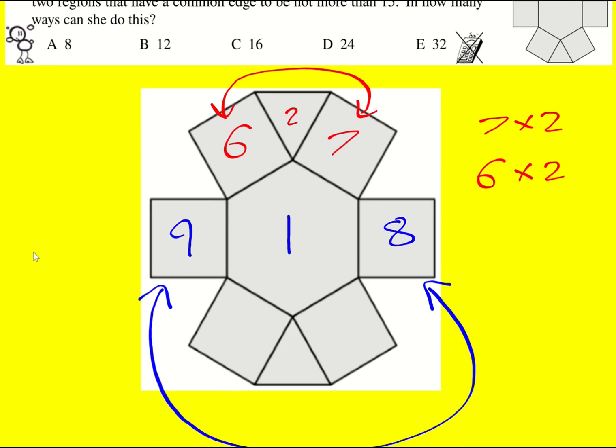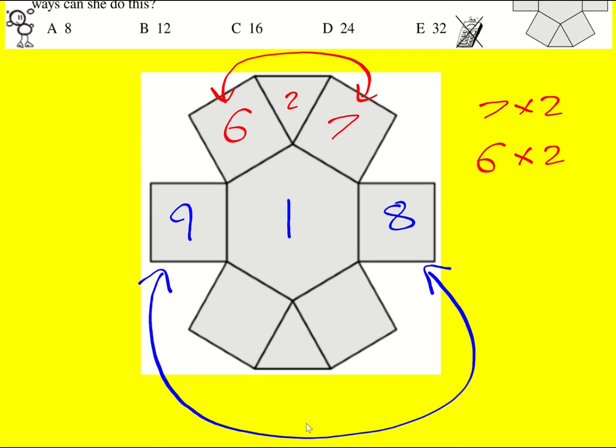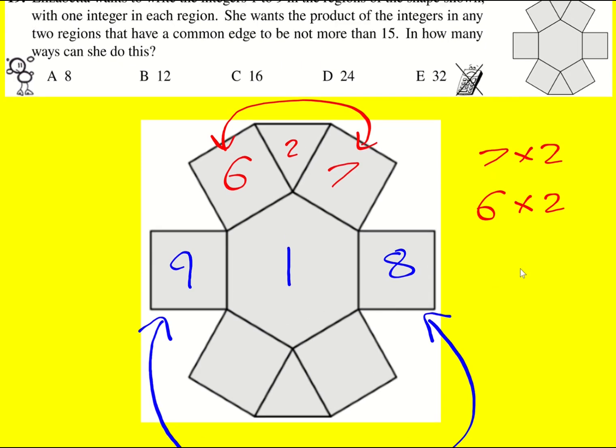That's important. This is like the product rule of counting. Two options for this, two options for this. So four overall at the moment. This leaves us with 3, 4, and 5. So we're going to have to multiply the 4 by the 3 to give 12 and the 5 by the 3 as well to give 15, because it's still not greater than 15.